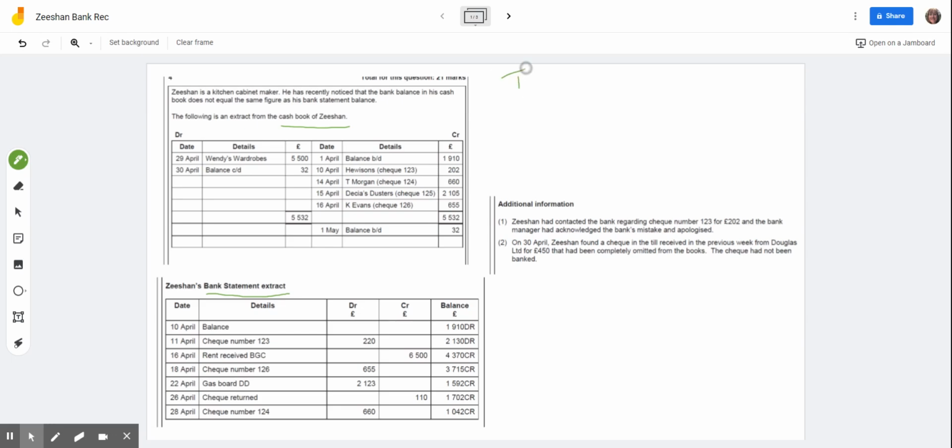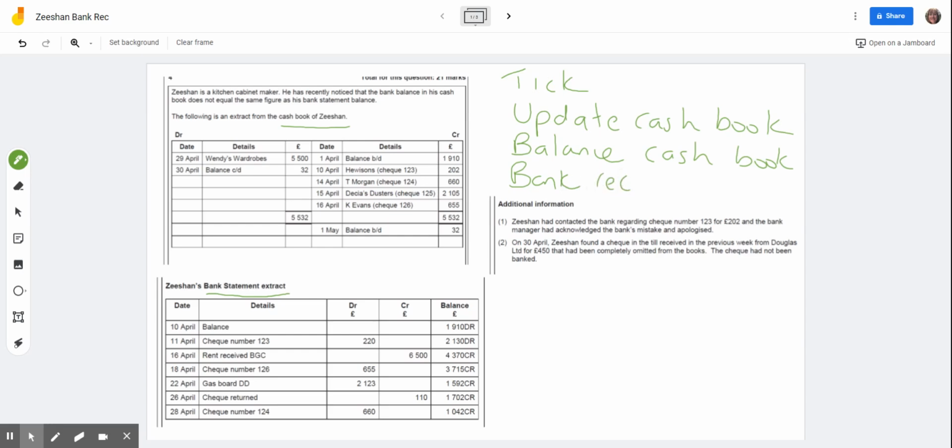So remember that the process is to tick the bank statement to the cash book, to update the cash book, and that's going to be with anything that is on our bank statement that isn't in the cash book at the moment. We are going to tick, update, balance the cash book. And then we're going to prepare a bank reconciliation statement, which is going to be made up of unpresented checks and outstanding bankings that are going to be the unticked items in our cash book.